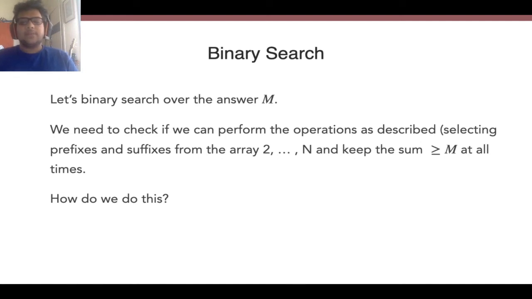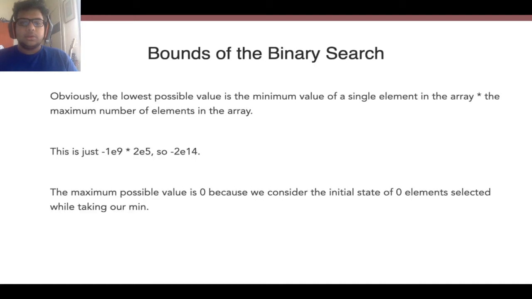Now we need to check if we can perform the operations as described, which is adding a prefix or adding a suffix from the array 2 to n, and keep the sum greater than or equal to m at all times. Okay? Now how do we check this? So first let's define the bounds of our binary search. The lowest possible value for m we can have is the minimum value of a single element in the array multiplied by the maximum number of elements in the array, right? And that's just minus 10 to the power 9, which is there in the bounds, multiplied by 2 times 10 to the power 5, which is the restriction on n, right? So this gives minus 2 times 10 to the power 14.